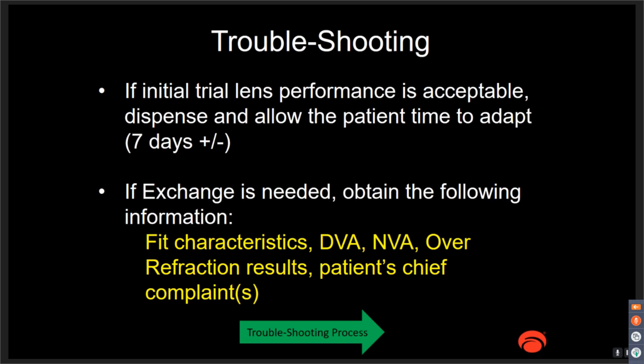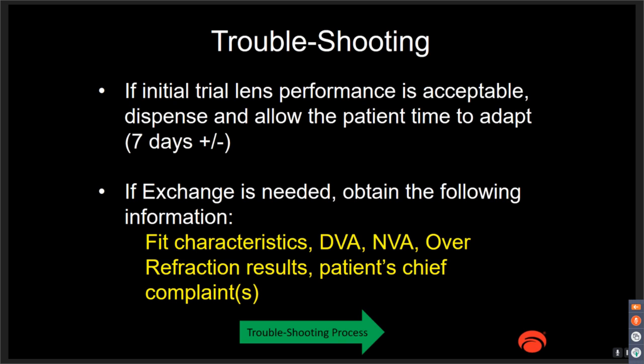We chased our tail. So we've learned to tell the patient, just take some time, be patient with it. You know, it took 50 years to get to this point for you. It's not going to take 1 or 2 days. It's going to take a week or so for you to really adapt to this lens.